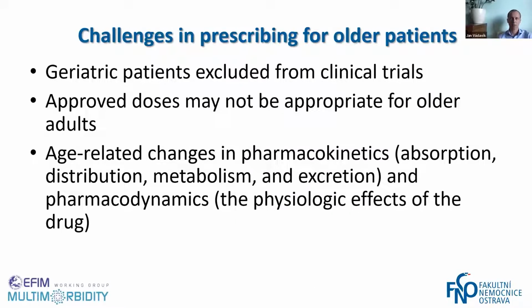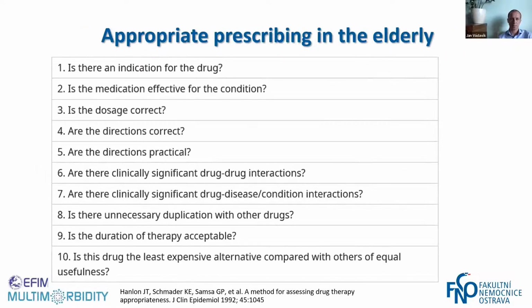In older patients, we have several challenges in prescribing, because mostly these geriatric patients are excluded from clinical trials. So the approved doses and drugs may not be appropriate for all adults. We also see multiple changes in pharmacokinetics, like absorption, distribution, metabolism, and excretion, and also in pharmacodynamics. So if we prescribe drugs in the elderly, we should raise at least these 10 questions.